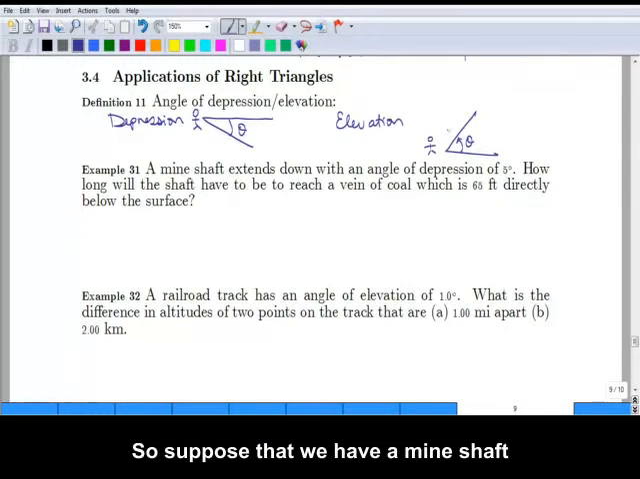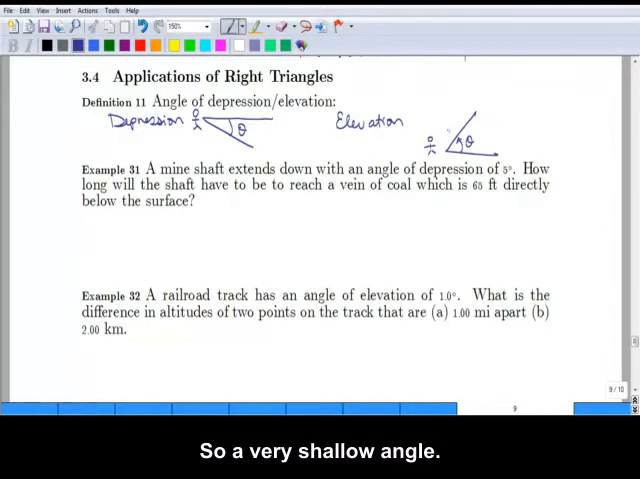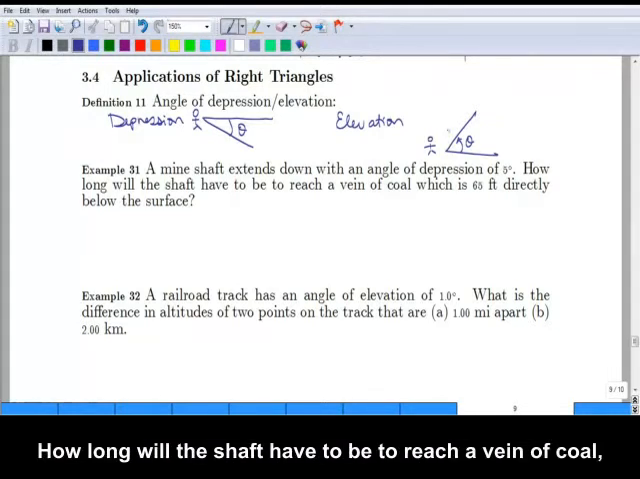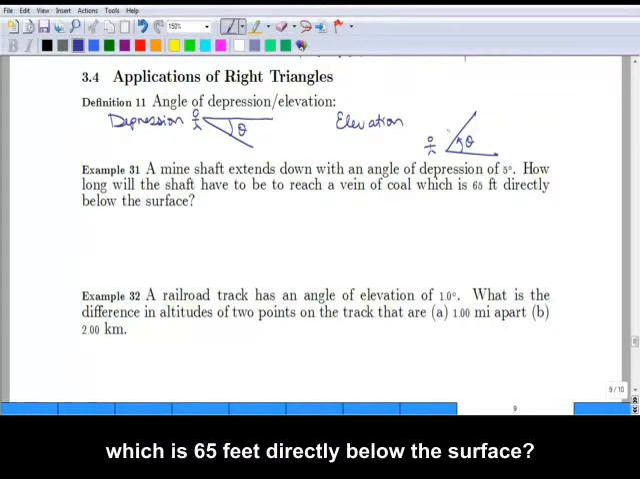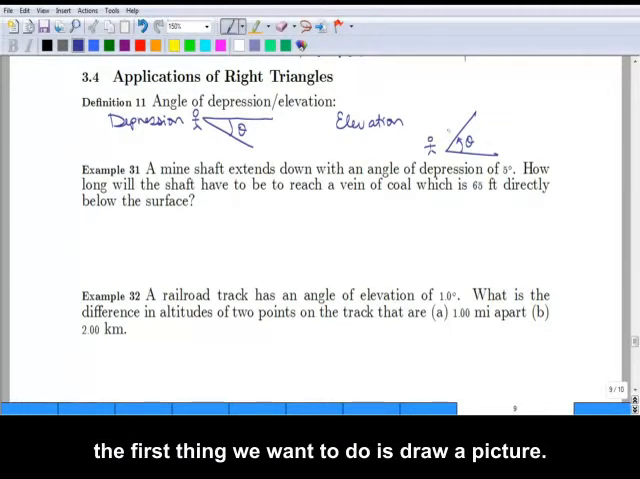So, suppose that we have a mine shaft that extends down with an angle of depression of 5 degrees, so a very shallow angle. How long will the shaft have to be to reach a vein of coal which is 65 feet directly below the surface? Anytime we are dealing with applications and triangles, the first thing we want to do is draw a picture.